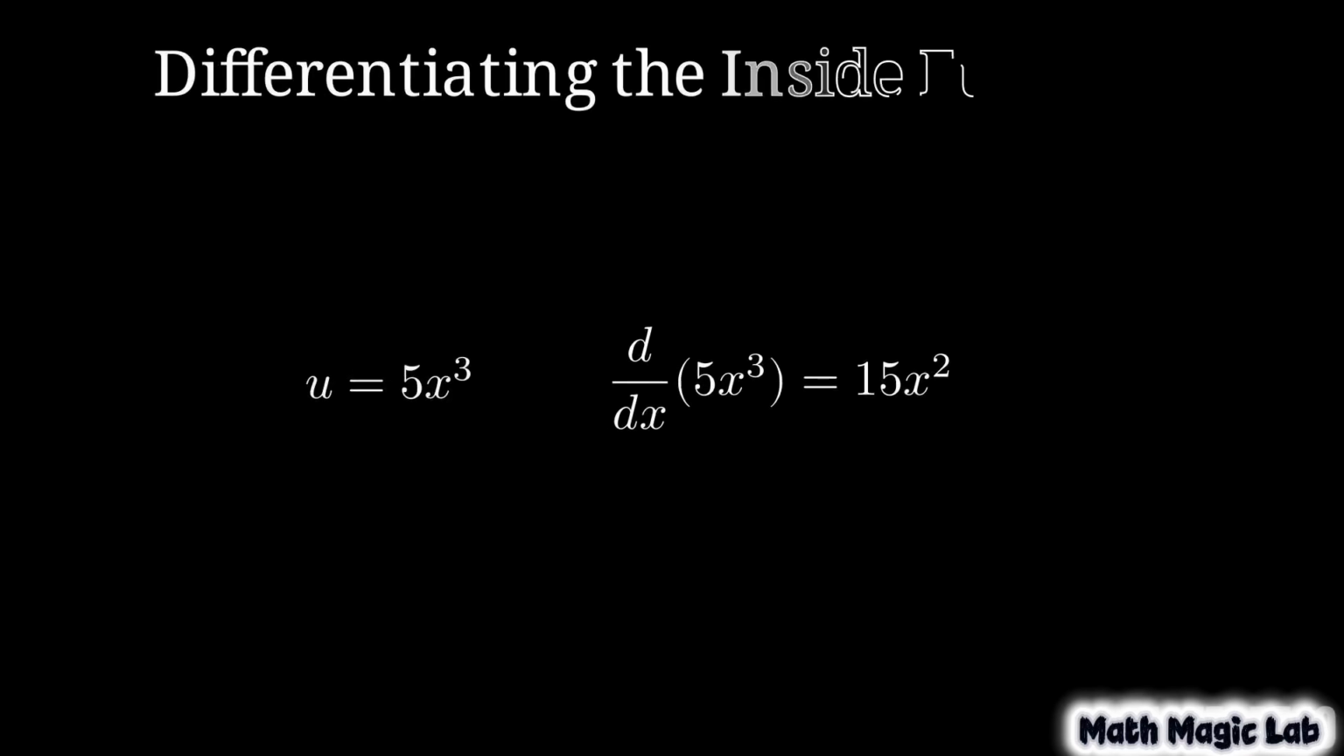Step 2. Now we differentiate the inside. We take our u value, 5x cubed, and apply the power rule. 3 times 5 gives us 15, and we reduce the exponent by 1. Our inside derivative is 15x squared. We have both pieces ready for the final step.